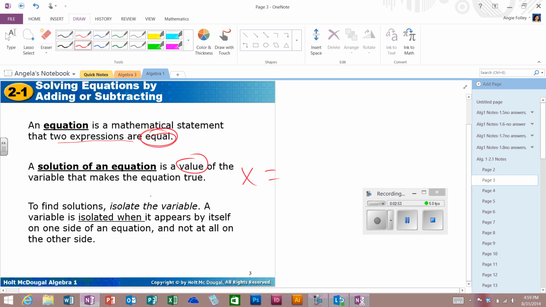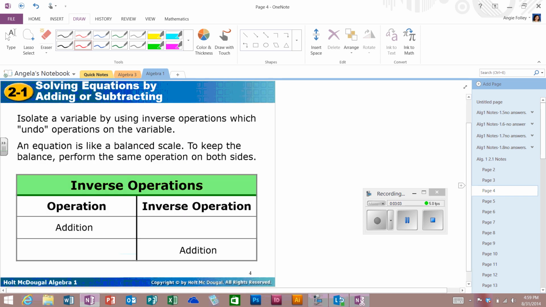To find our solutions, what we have to do is called isolating the variable, meaning we want the variable to be all by itself on one side and everything else on the other side of the equation. In order to isolate a variable, we use inverse operations, which means to undo an operation. An equation is like a balanced scale. To keep the balance, you have to do the same thing to both sides of the equation.